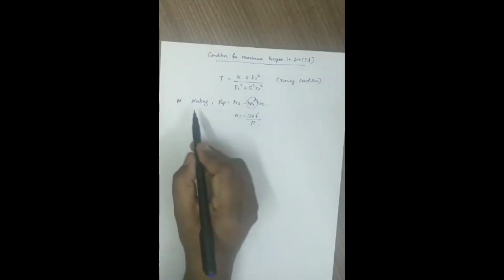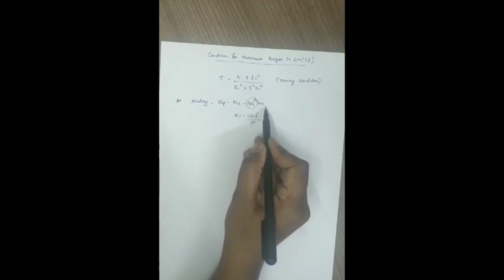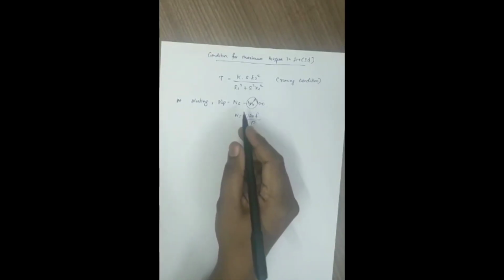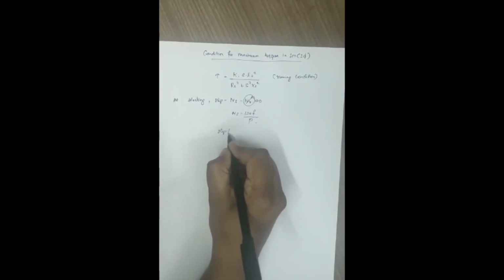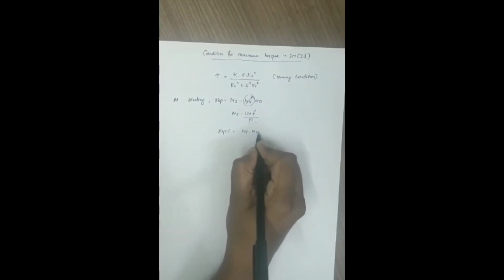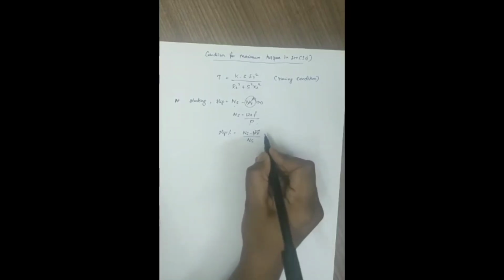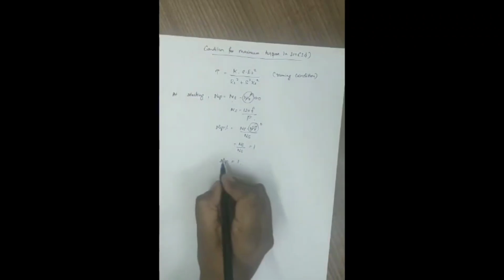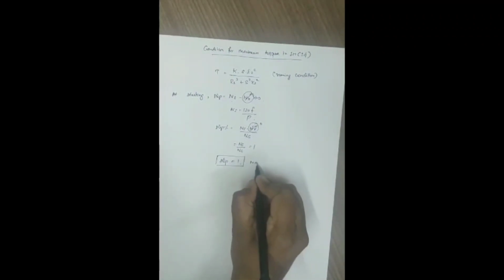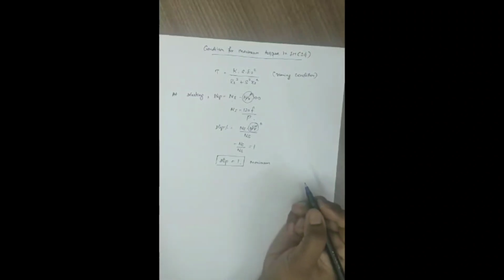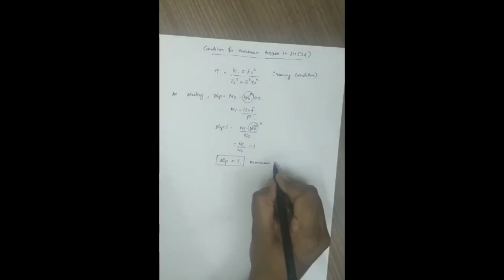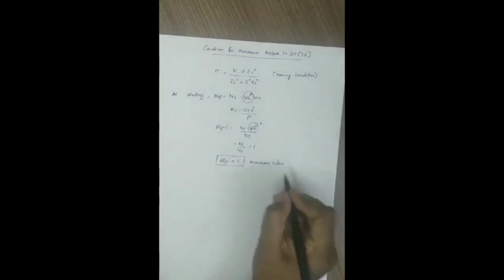So what is the scenario? At starting my Nr is equal to 0. If I substitute Nr equal to 0 in the slip formula, Ns minus Nr by Ns, I get Ns by Ns, which is equal to 1. So my slip value will be equal to 1. This is the maximum value. The slip value will always be less than or equal to 1; the maximum value of slip is S equal to 1.